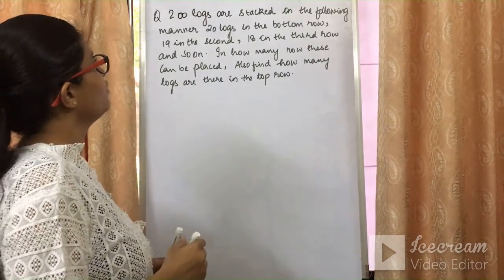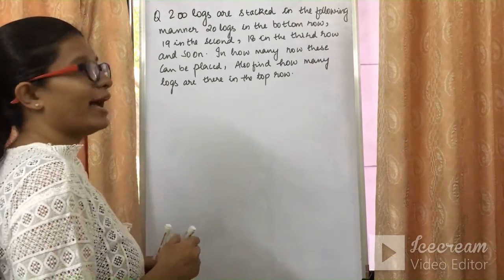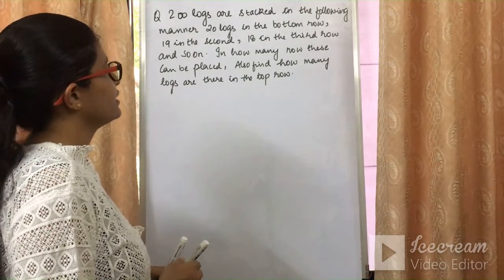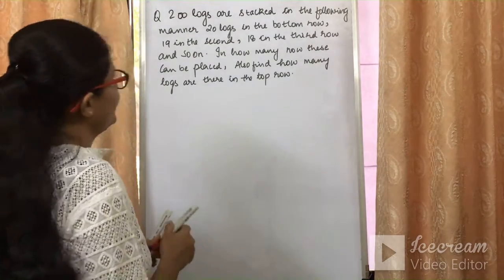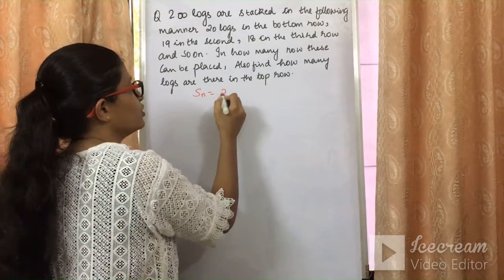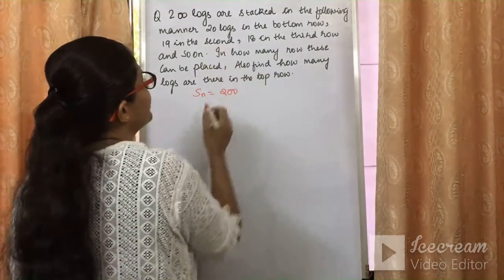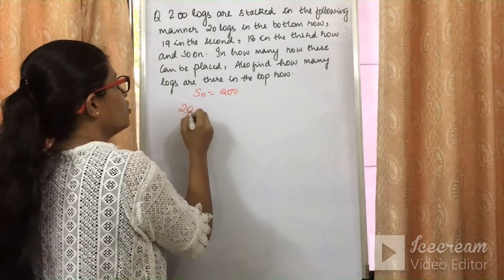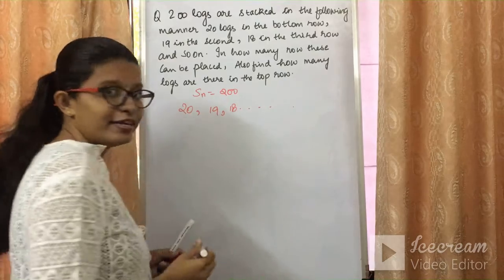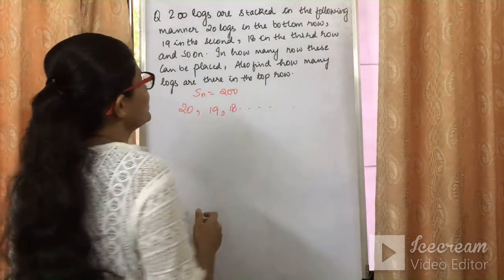200 logs are stacked in the following manner: 20 logs in the bottom row, 19 in the second, 18 in the third row, and so on. In how many rows can these be placed? Also find how many logs are there in the top row. So what we need to find: in total we have how many logs? Here Sn is given to you, that is 200. The total number of logs is 200. And it is given that 20 logs are placed in the first row, 19 in the second row, 18 in the third row, and so on. So we need to find in how many rows these can be placed.